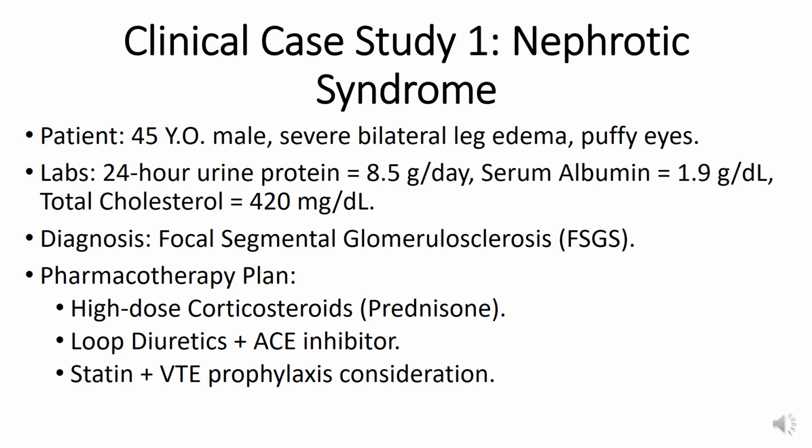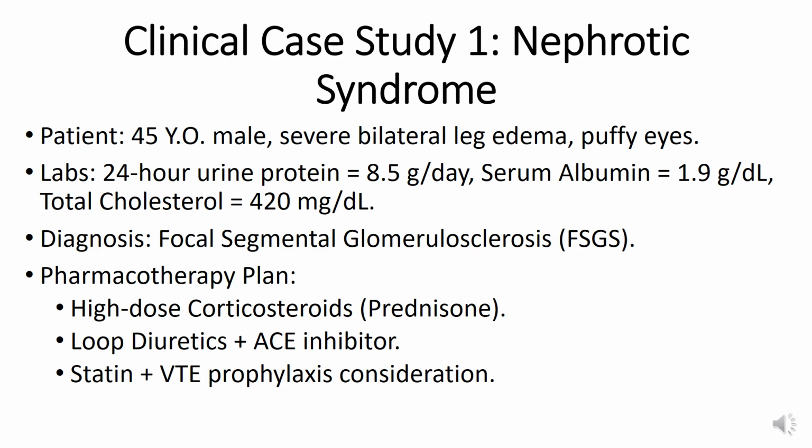His serum albumin level is only 1.9 grams per deciliter. This is profoundly low. Albumin normally helps keep fluid within blood vessels. When albumin falls, fluid leaks into surrounding tissues. This explains the severe edema and puffy eyes.